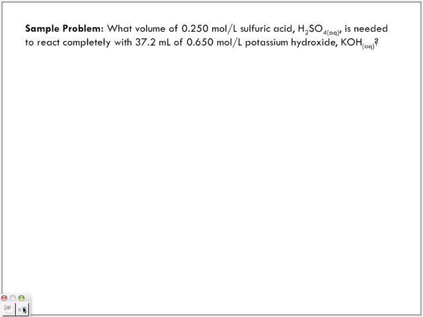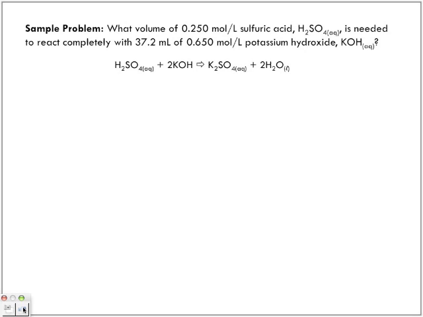Sample problem number 2. What volume of 0.250 moles per liter sulfuric acid is needed to react completely with 37.2 milliliters of 0.650 moles per liter potassium hydroxide? So, first step, I give you guys the equation. We've got our acid, sulfuric acid. We've got potassium hydroxide as our base. So we're going to combine the two to form our ionic compound, our salt, and our water.